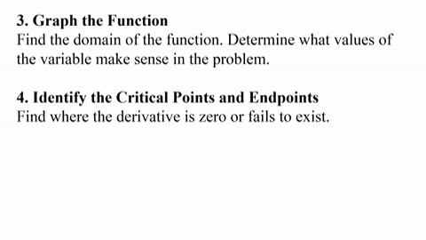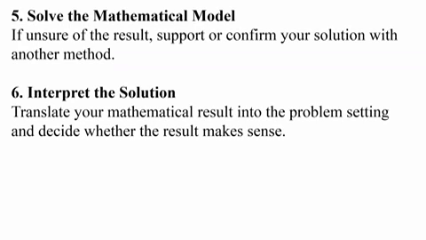3. Graph the function. Find the domain of the function. Determine what values of the variable make sense in the problem. 4. Identify the critical points and endpoints. Find where the derivative is 0 or fails to exist. 5. Solve the mathematical model. If unsure of the result, support or confirm your solution with another method. 6. Interpret the solution. Translate your mathematical result into the problem setting and decide whether the result makes sense.